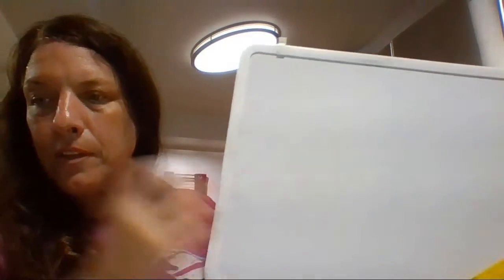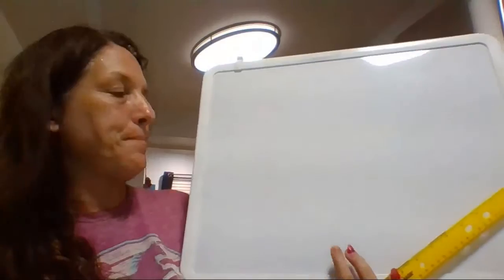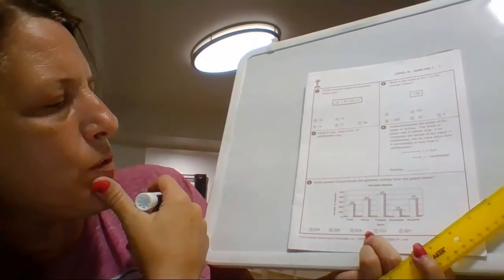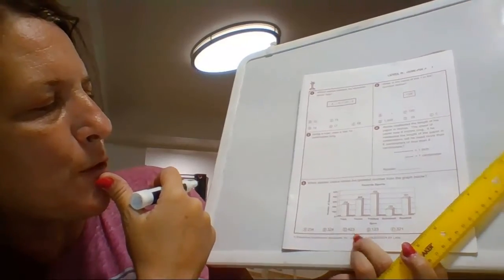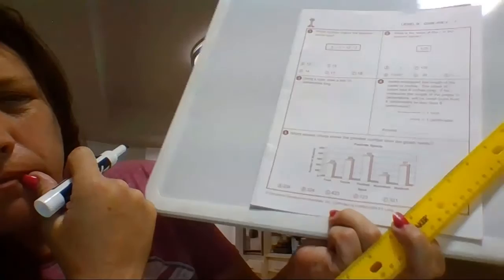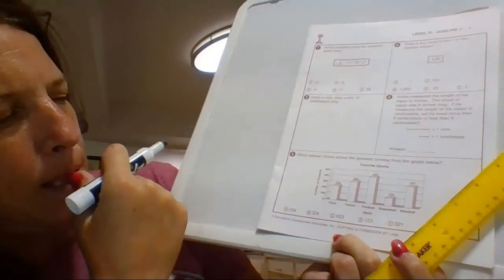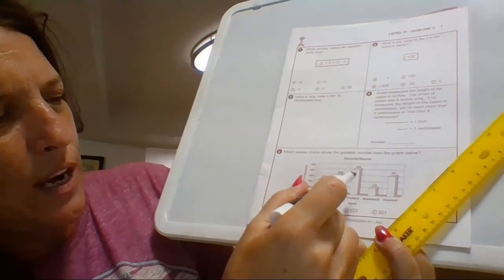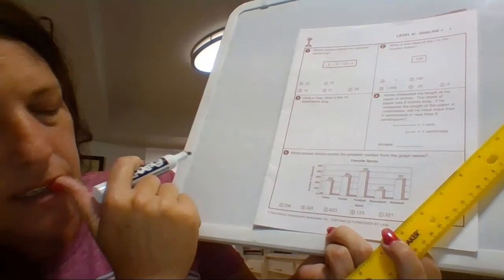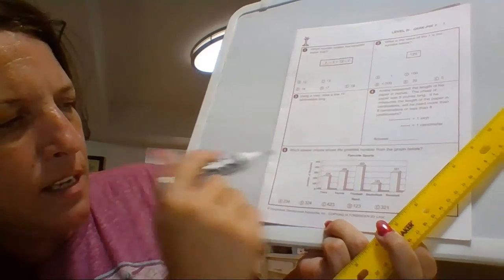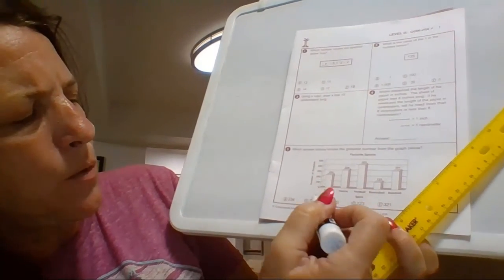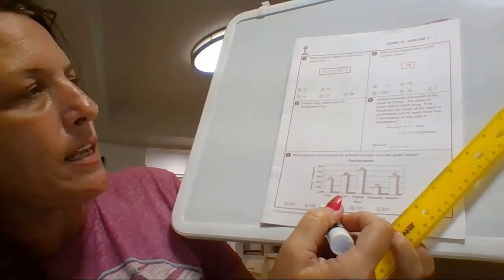Number 5, there is a graph. Which answer choice shows the greatest number from the graph below? Well, greatest means what? Biggest, right? So when you look at the bars on the graph, which one had the biggest, greatest number? It would have been football with 423, which is C.